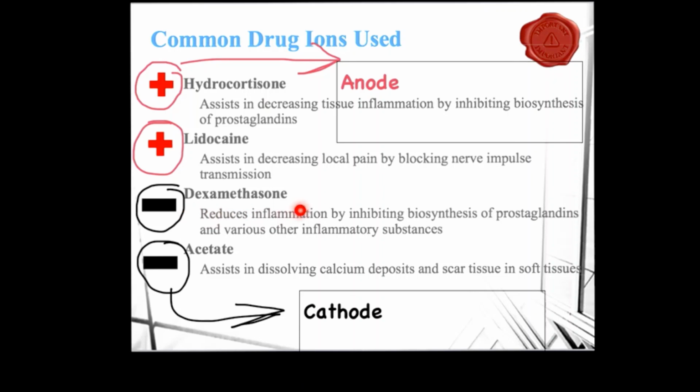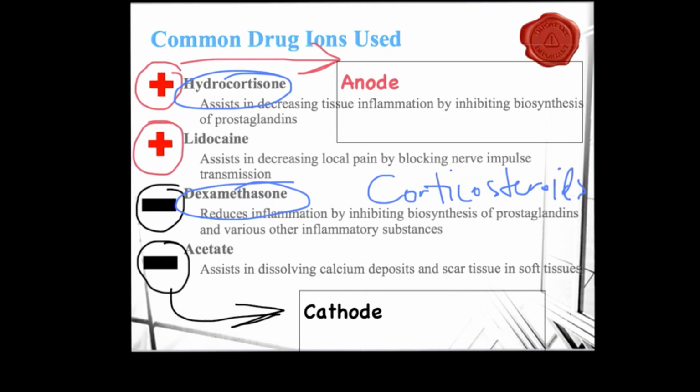Now, if they're having inflammation, dexamethasone is also a good choice, and this is negative. So this is again a corticosteroid. So when we look at both of these, hydrocortisone and dexamethasone, they are corticosteroids. So those are going to decrease inflammation.